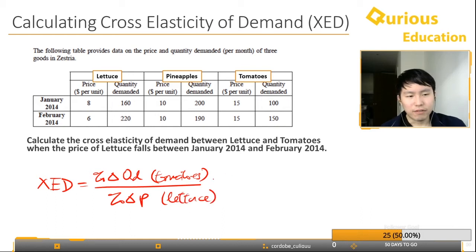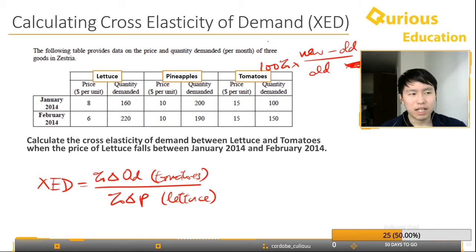So again, if you recall correctly, the percentage change can be calculated by the new value minus the old value, divided by the old value, times 100%. Yeah. So maybe I shouldn't have put that there. I just put that here instead. Okay, so 100% times the new value minus the old value divided by the old value. So this is the percentage change formula.